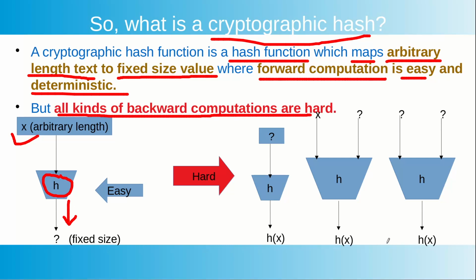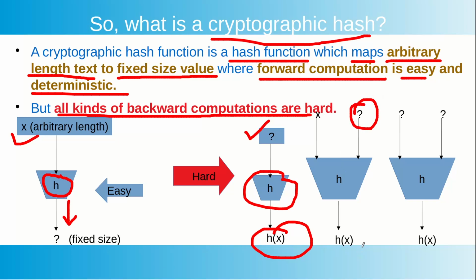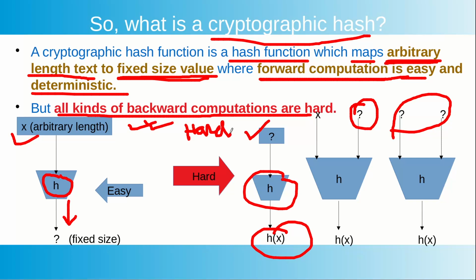What does that mean? That means given the image or the hash output and the hash function, we cannot generate the pre-image, the original text, or the second pre-image, that means we cannot come up with another text whose hash output is same, or we cannot detect any collision also. So a cryptographic hash function is a hash function which maps arbitrary length text to a fixed size text, where the forward computation is easy and deterministic, and all kinds of backward computations are very hard. So that is actually a cryptographic hash function.